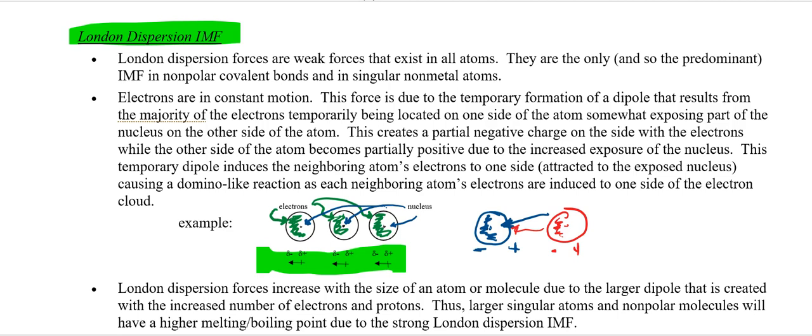The odds of all the electrons moving over for a long period of time are not that good. But they are in constant motion. They can be over there. These are real effects. London dispersion forces are in everything, but they're very weak interactions.